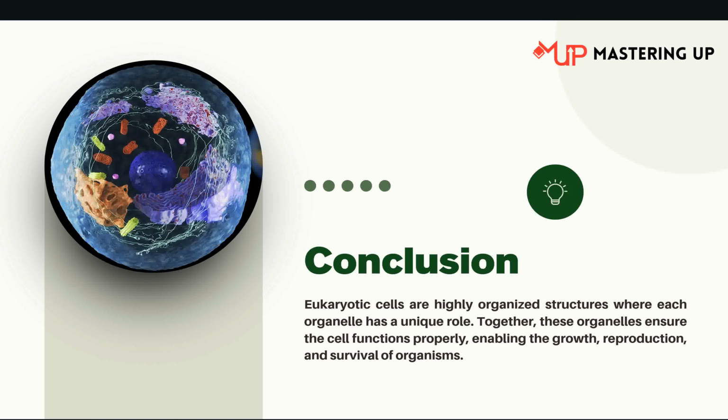Eukaryotic cells are highly organized, with each organelle performing a specific role to keep the cell functioning smoothly, from energy production in mitochondria to protein synthesis in the ribosomes and waste management in lysosomes. These organelles collaborate to ensure the survival, growth, and reproduction of the cell.